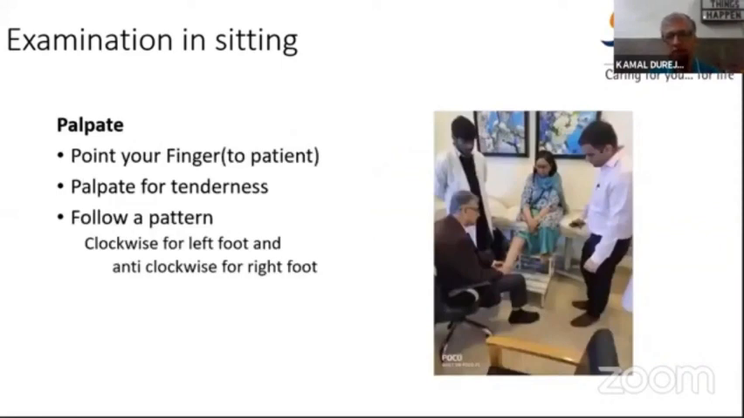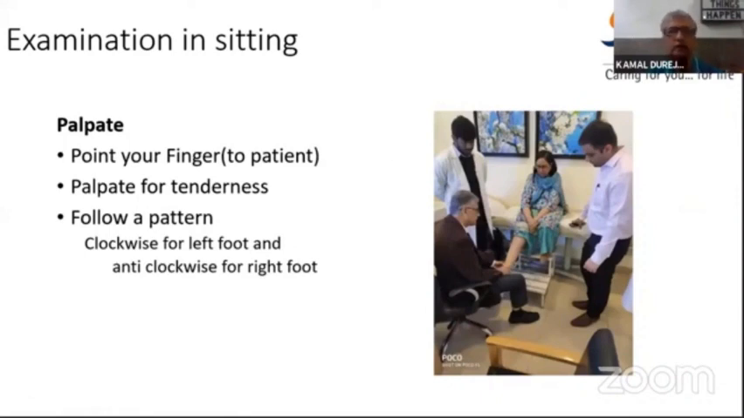And then come to palpation. Before, before I... I think there's some network issue. Am I audible, right?